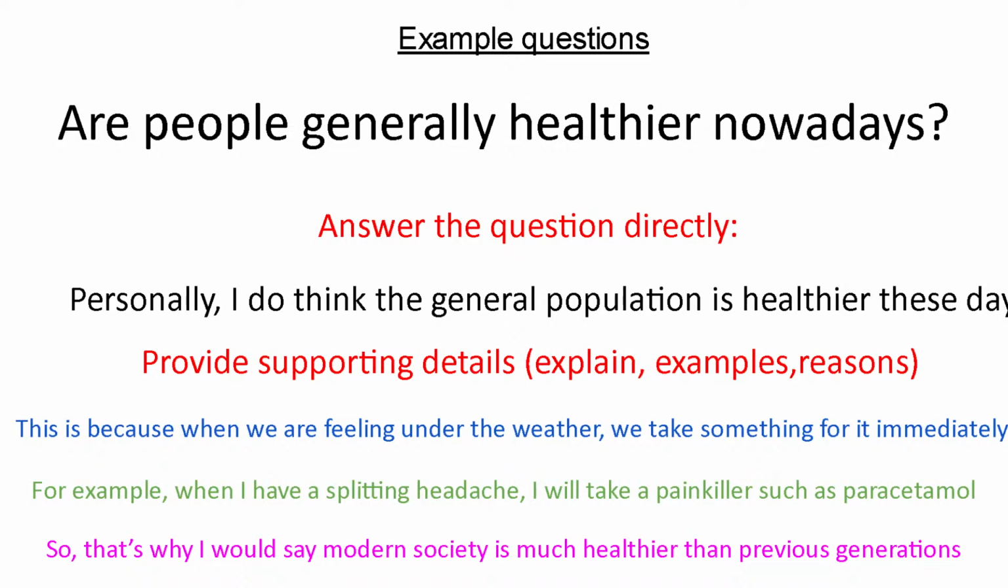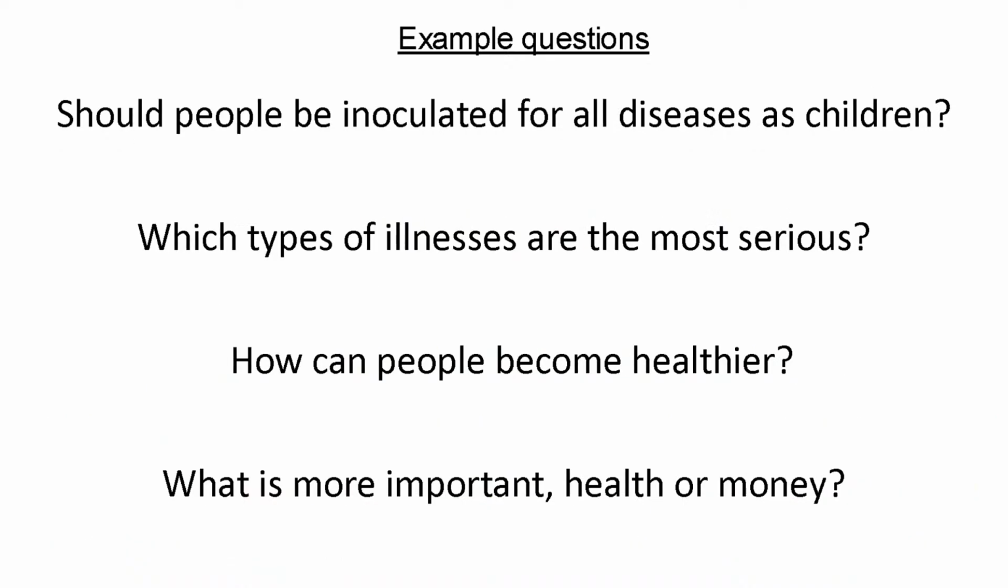Okay, so what we're going to do is see some questions on screen now. Should people be inoculated for all diseases as children? Which types of illnesses are the most serious? How can people become healthier? And what is more important, health or money? Okay, so I'm going to leave these on the screen for a while, just so everyone can catch up with me, because there is a delay between what I'm saying and what you're seeing.